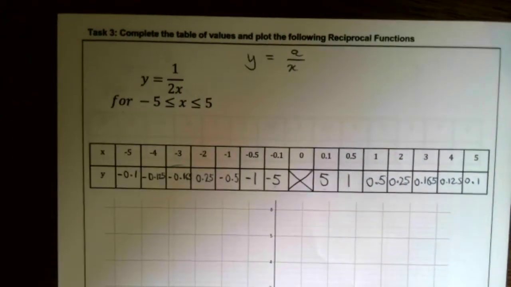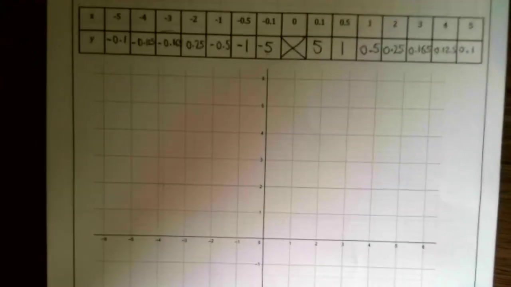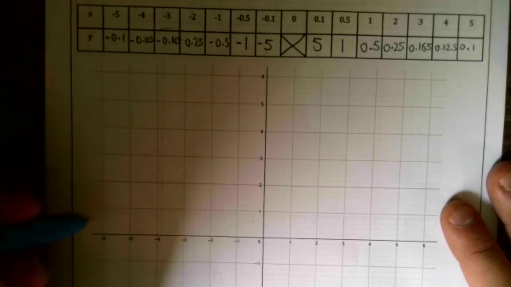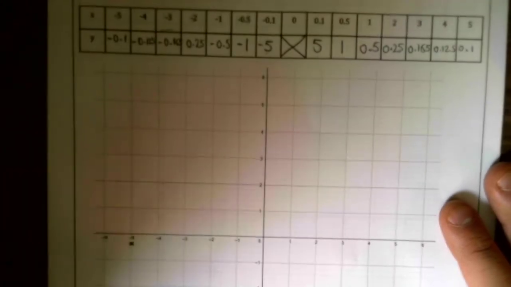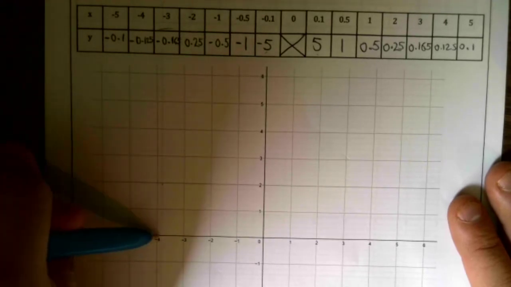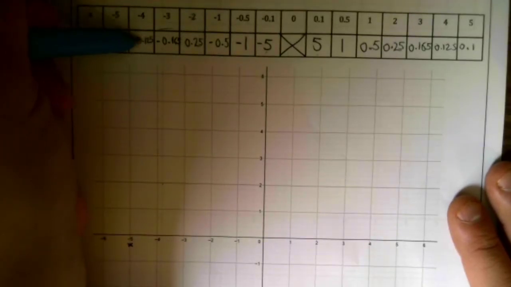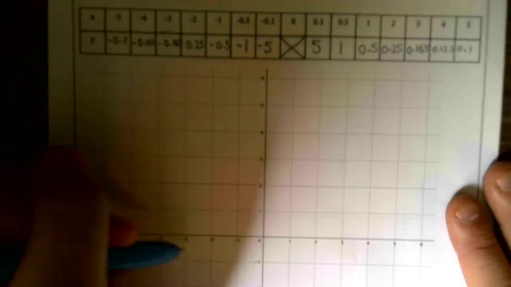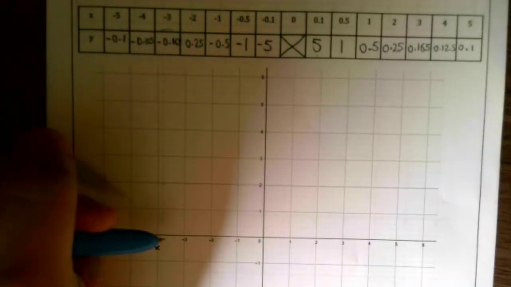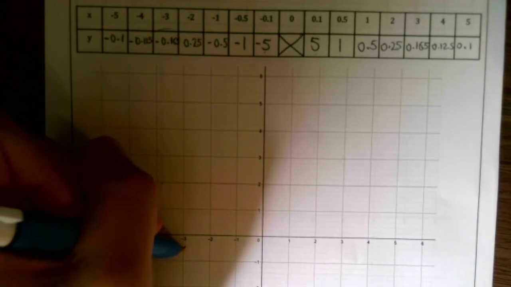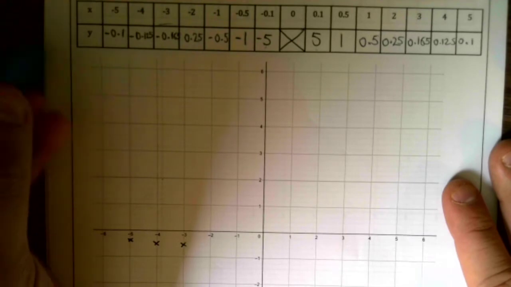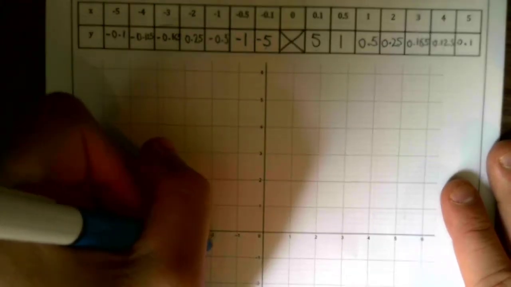Okay, so now we can start to plot these points, and hopefully we'll start to see that shape of a reciprocal. So -5, -0.1, so I'm going to put that there. Okay, -4, -0.125, so that's getting slightly more negative. -3, 0.165, so slightly more. -2 and -0.25, slightly more.